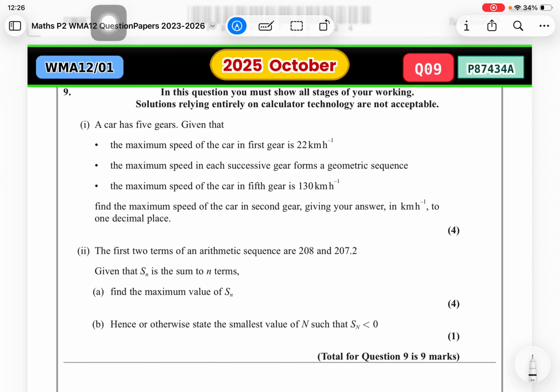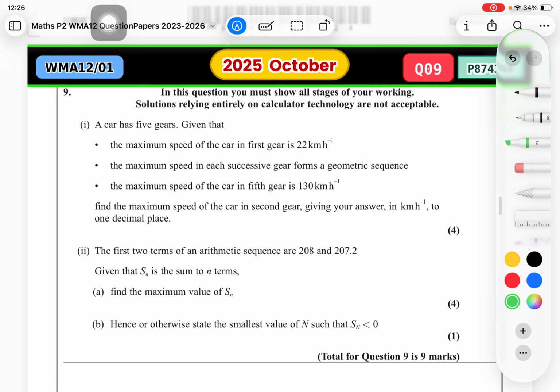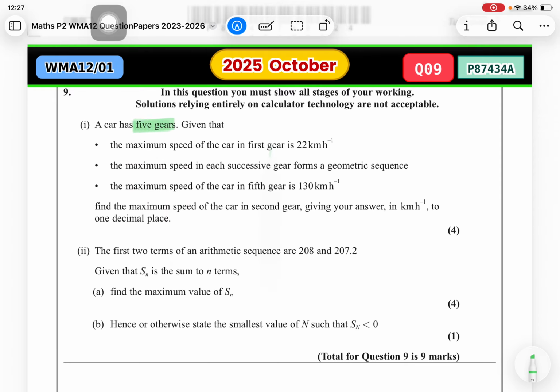Okay, now let's move on to question number 9. In question number 9, what they say is a bit informative. A car has 5 gears. The maximum speed in the first gear is 22. The maximum speed in each successive gear gives a geometric sequence, and the fifth gear is given. So these are the information that we have.